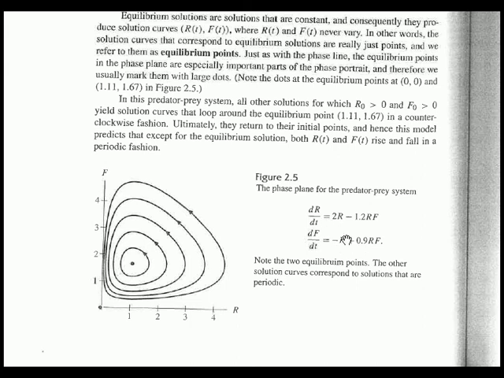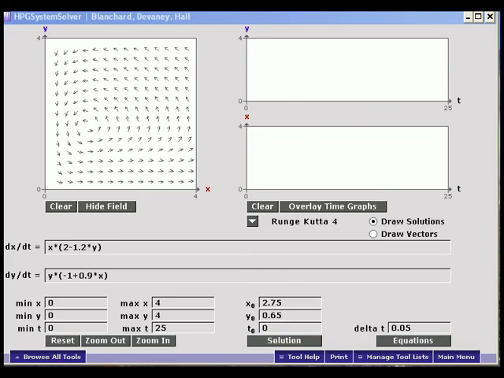Anyway, it's an autonomous system of 2 equations, 2 unknowns. You can plot the phase plane, and let's do that. Okay, so here's our predator-prey system. For this app, we have to call the variables x and y instead of r and f. So x represents the number of rabbits, y is the number of foxes.